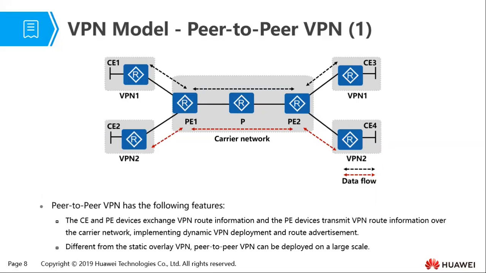So the other VPN model is what we call peer-to-peer. Peer-to-peer VPN. So let's look at the characteristics of a peer-to-peer VPN. Peer-to-peer VPN has the following features. The CE and PE device exchange VPN route information.